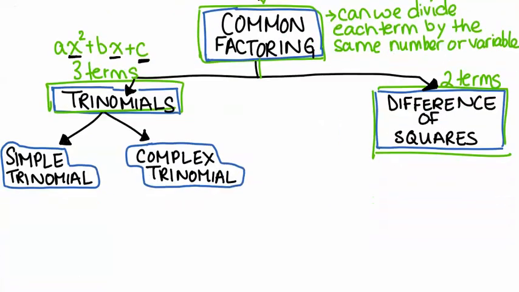Okay, so trinomials. There's 2 categories for trinomials, simple and complex. In a simple trinomial, a is equal to 1. In other words, your equation would look like this, x squared plus bx plus c, where b and c are just some numbers. In a complex trinomial, a would not equal 1 or 0. So you would have some number like 2x squared plus bx plus c.